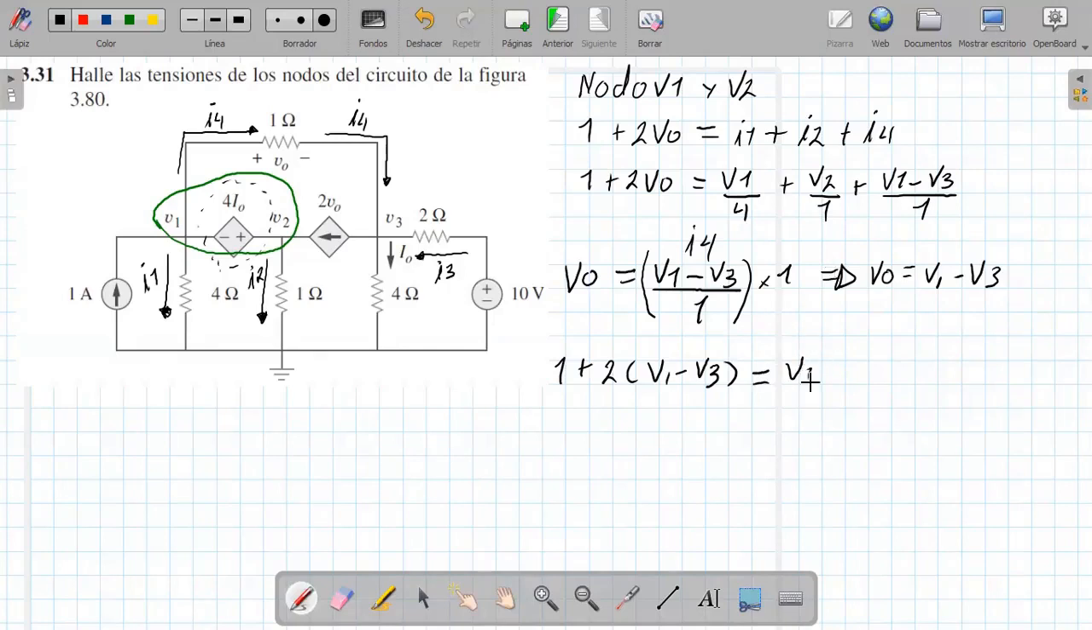Same as V1 over 4, plus V2. You're not going to put the V2 over 1. It's still V2 plus V1 minus V3. If you remove that 1 there, it's nothing, right?